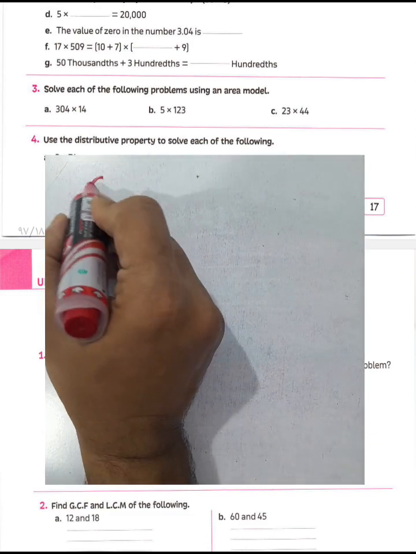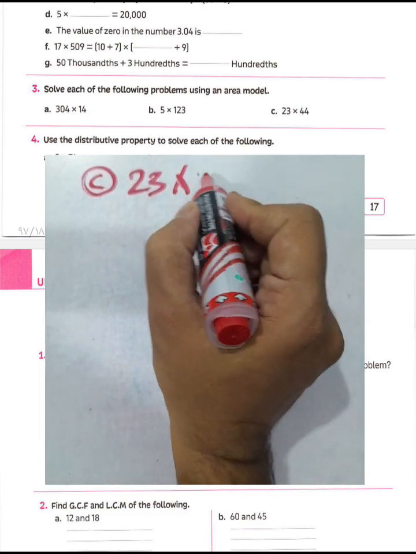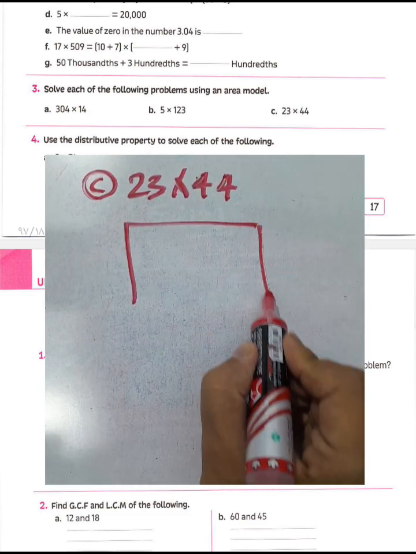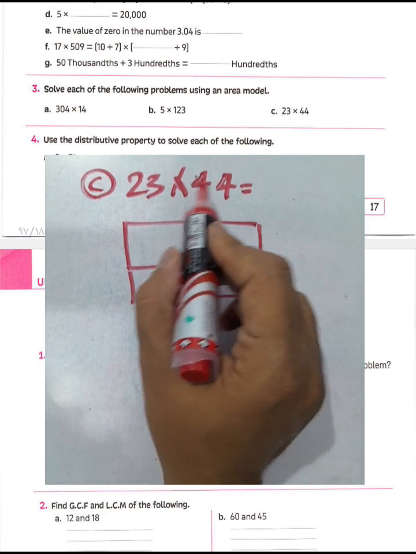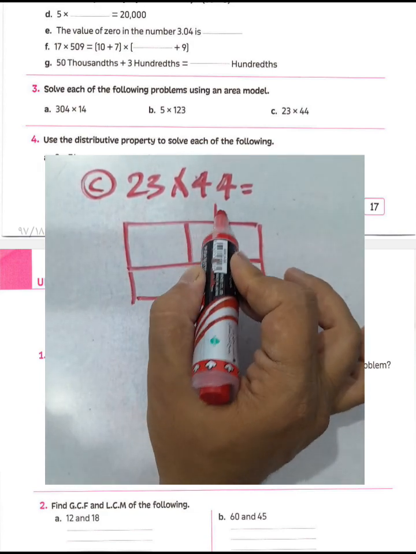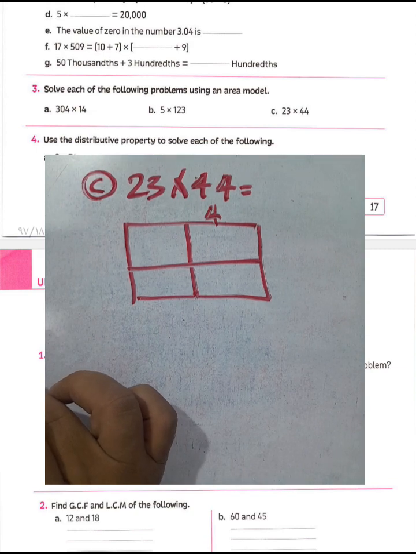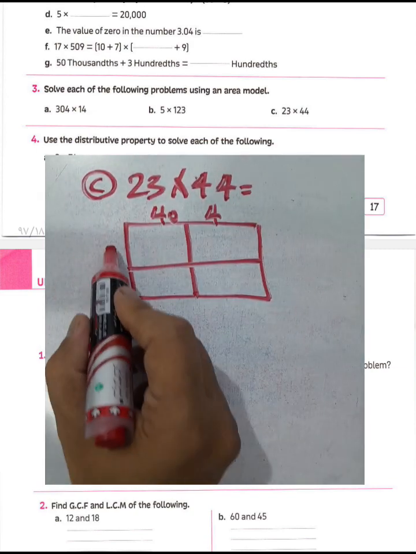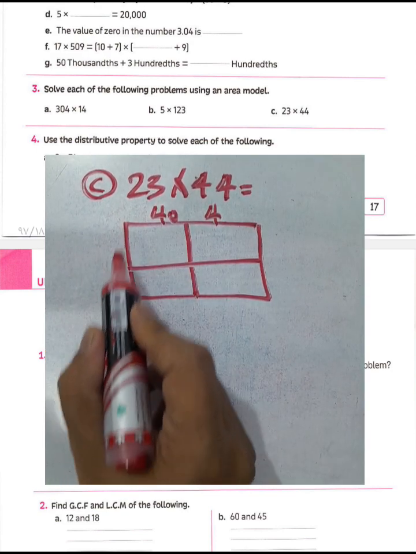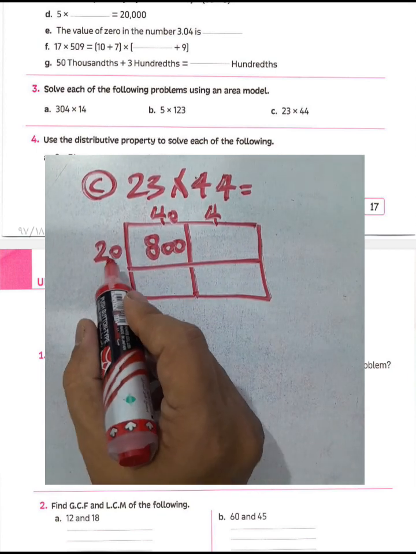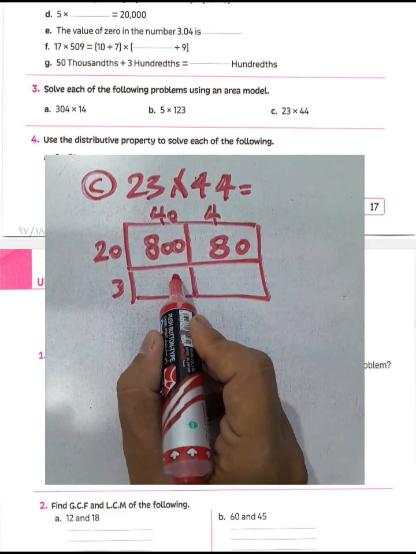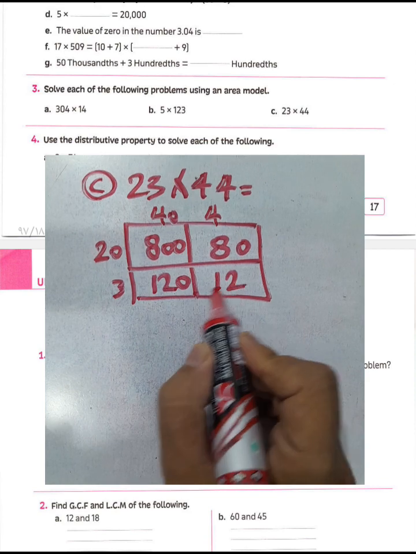Look at the next question, letter C, 23 times 44. We must use an area model, like in questions letter A and B. We can draw the table and write the value of each digit in expanded form: 44 is 40 plus 4, and 23 is 20 plus 3. Multiplication: 20 times 40 is 800, 20 times 4 is 80, 3 times 40 is 120, and 3 times 4 equals 12.